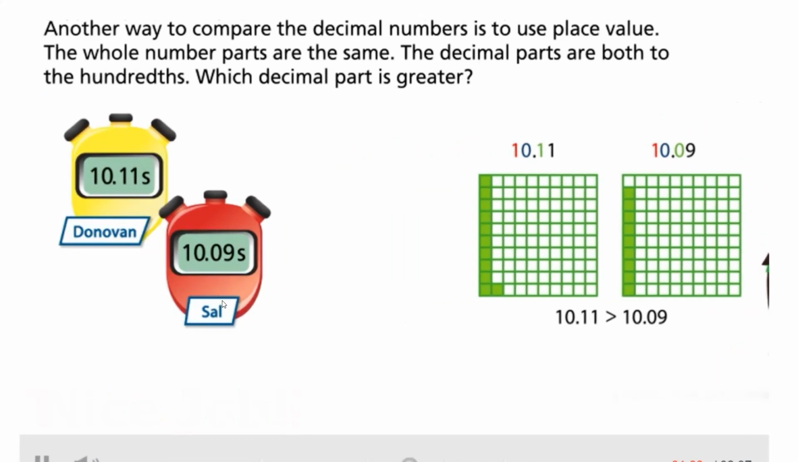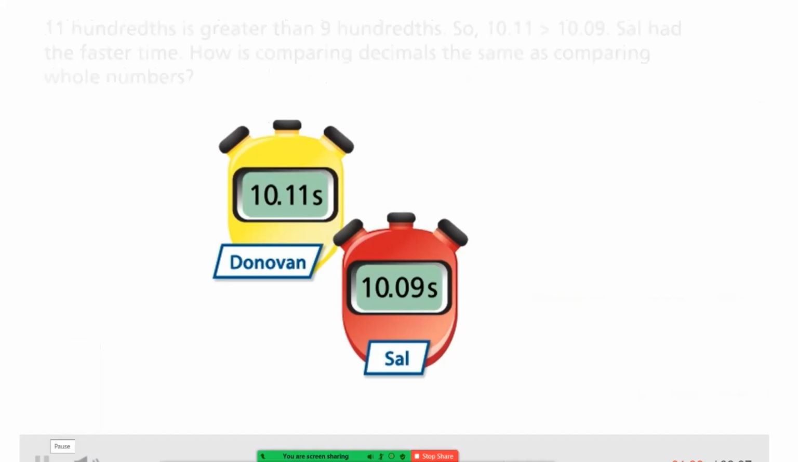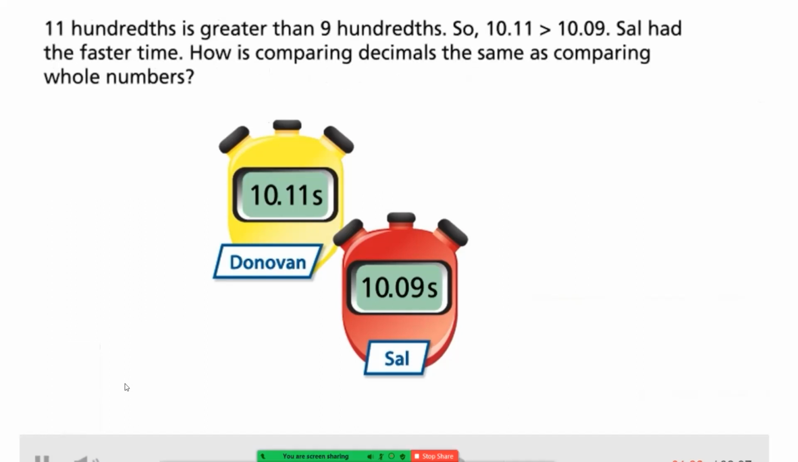Another way to compare the decimal numbers is to use place value. The whole number parts are the same. The decimal parts are both to the hundredths. Which decimal part is greater? Eleven hundredths is greater than 9/100ths. So 10 and 11/100ths is greater than 10 and 9/100ths. Sal had the faster time.